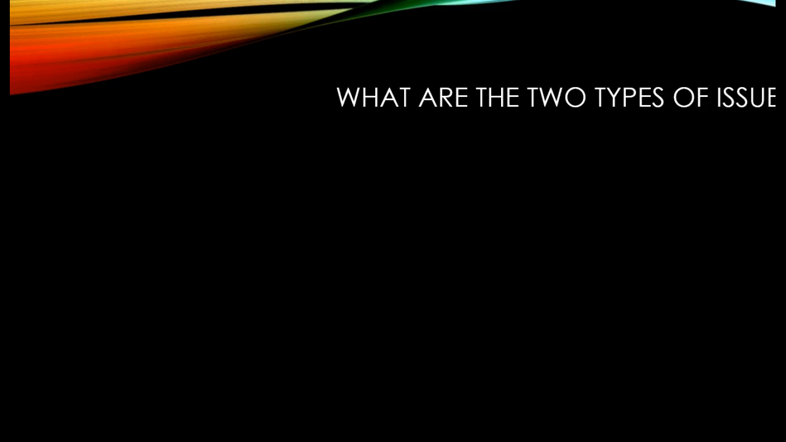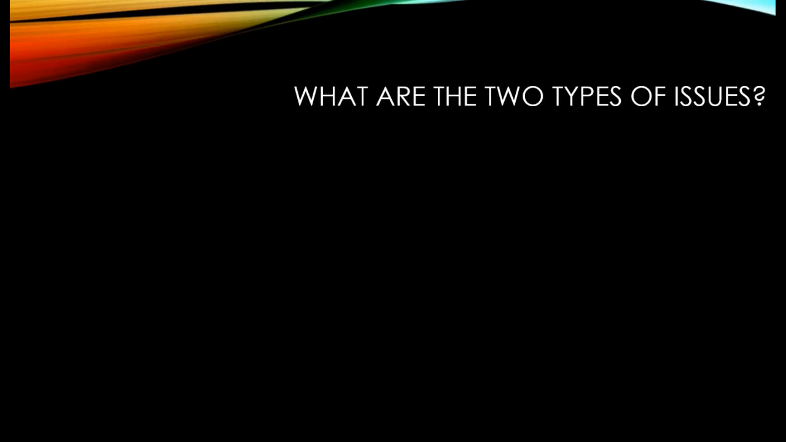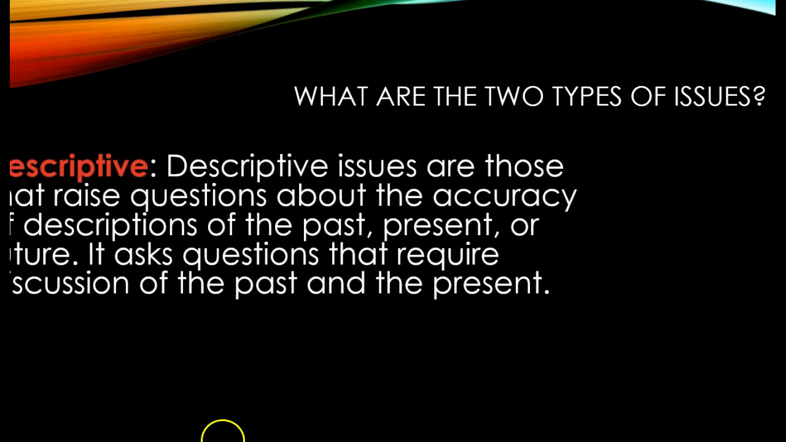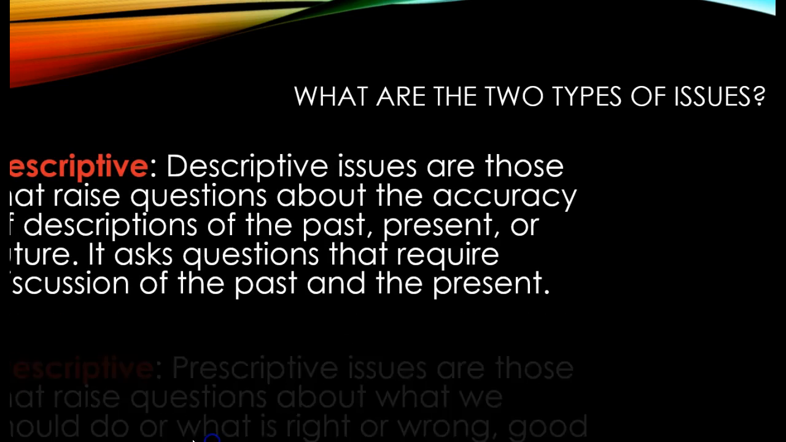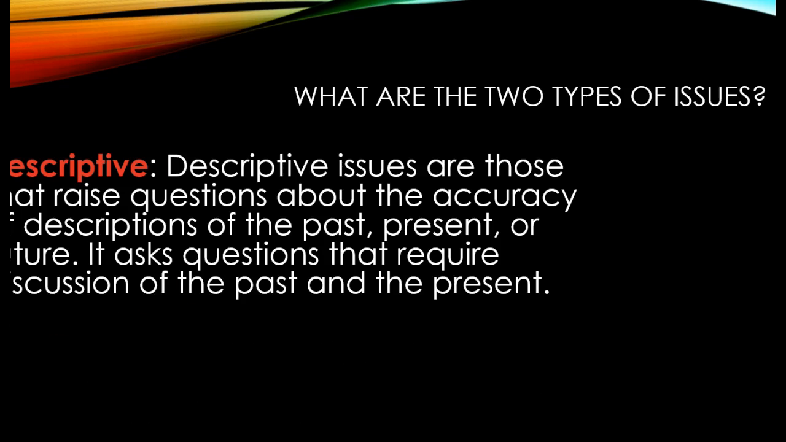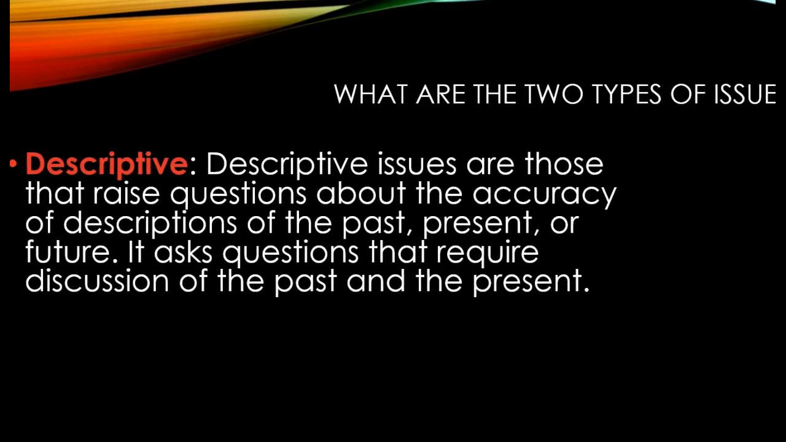Okay, so there are two types of issues, and it's really important that you know how to identify them, because in identifying them, then you can figure out the best way to evaluate them. The first one is this matter of being a descriptive issue. Descriptive issues are questions that raise questions about the accuracy of the past, the present, and possibly the future.